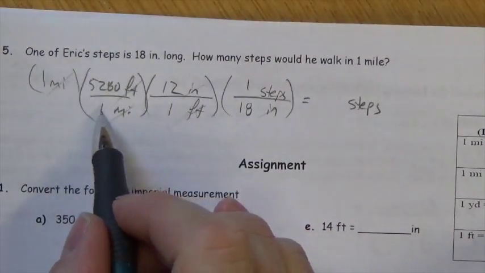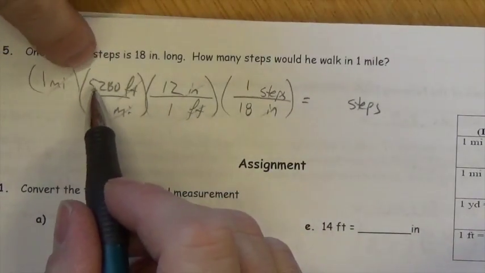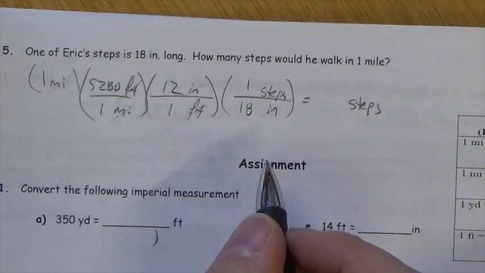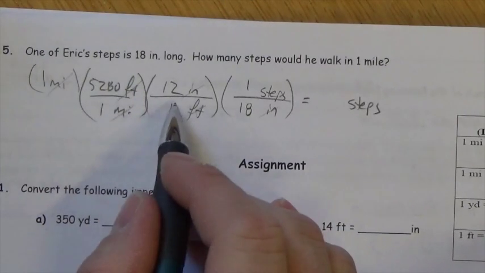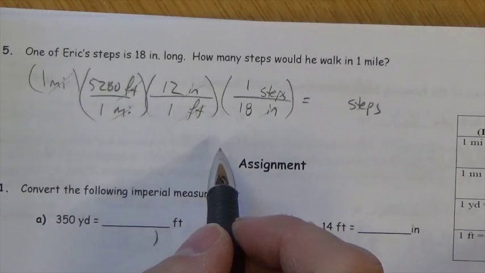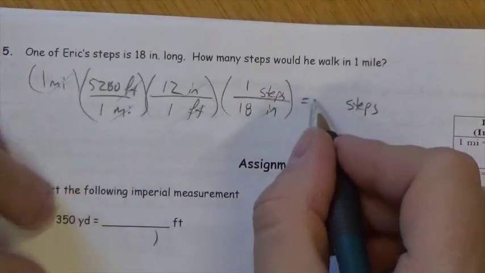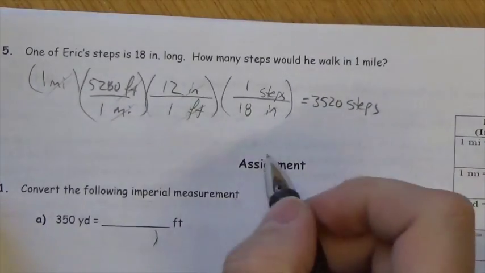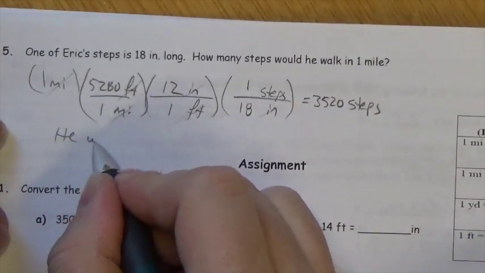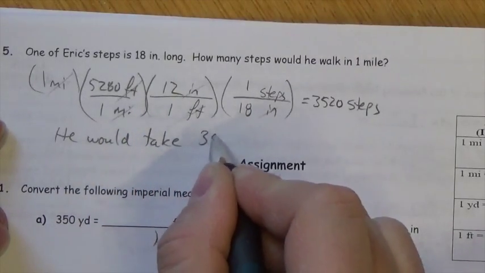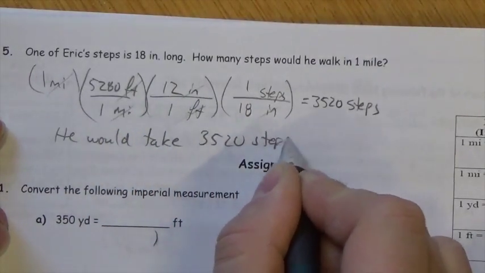Now look at the way this works. The numerators are all multiplied together, the denominators are all multiplied together. So it's going to be 5,280 times 12, and then I'm going to divide by 18. And when I do that, it turns out I get 3,520 steps. So he would take 3,520 steps in a mile.